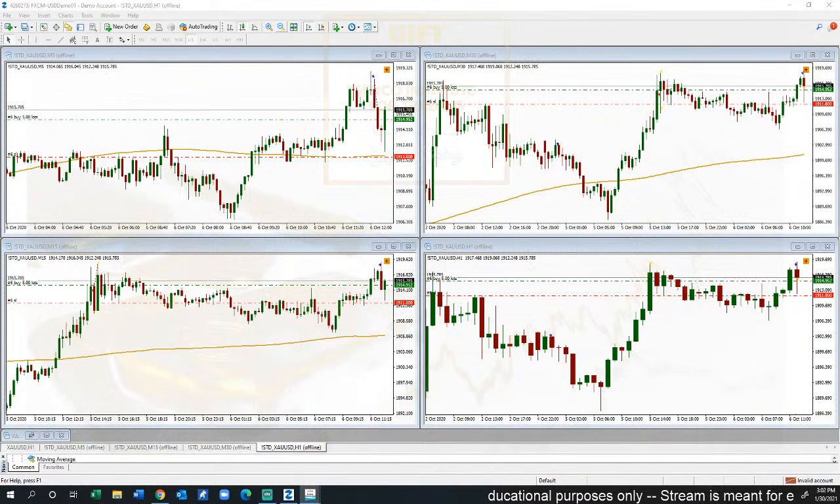Shit. Follow the higher time frame right there. Fuck.